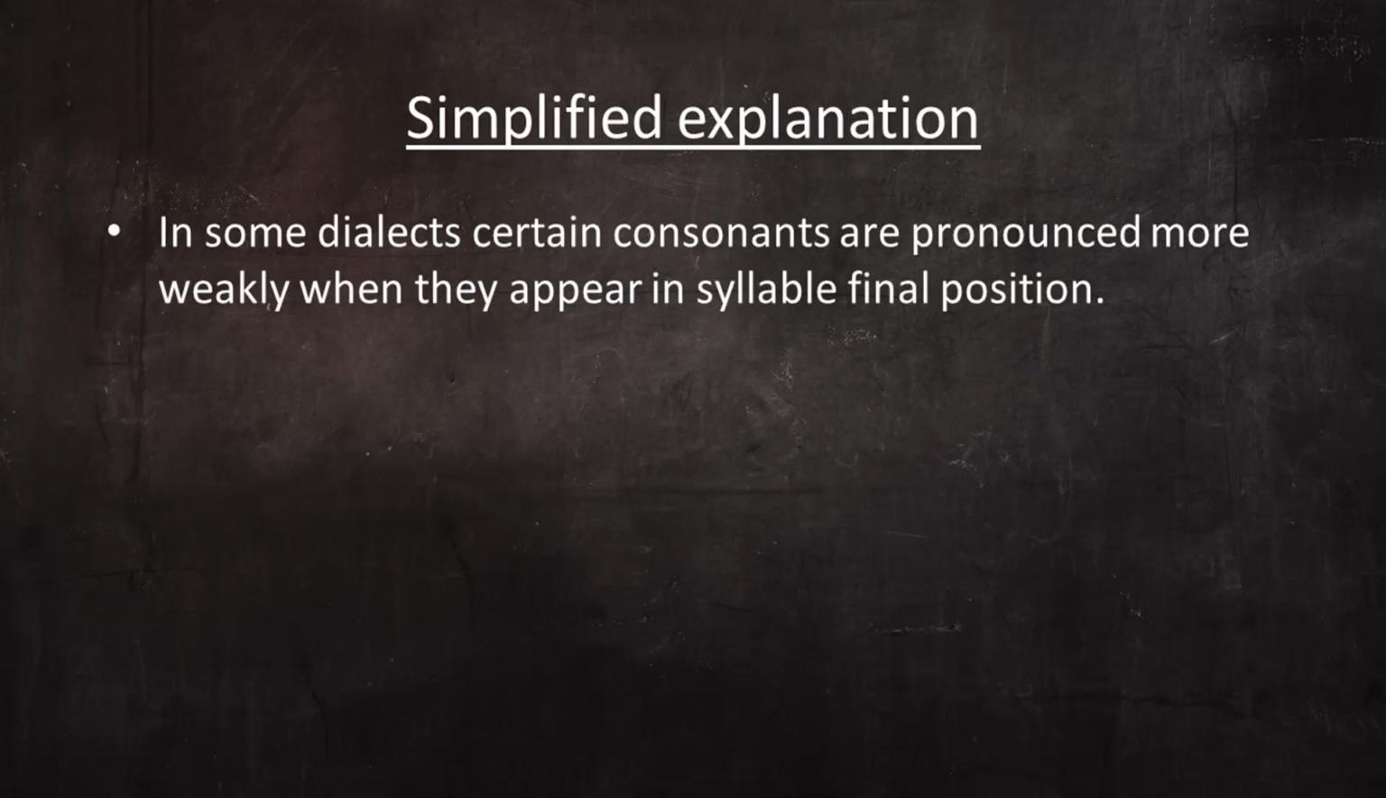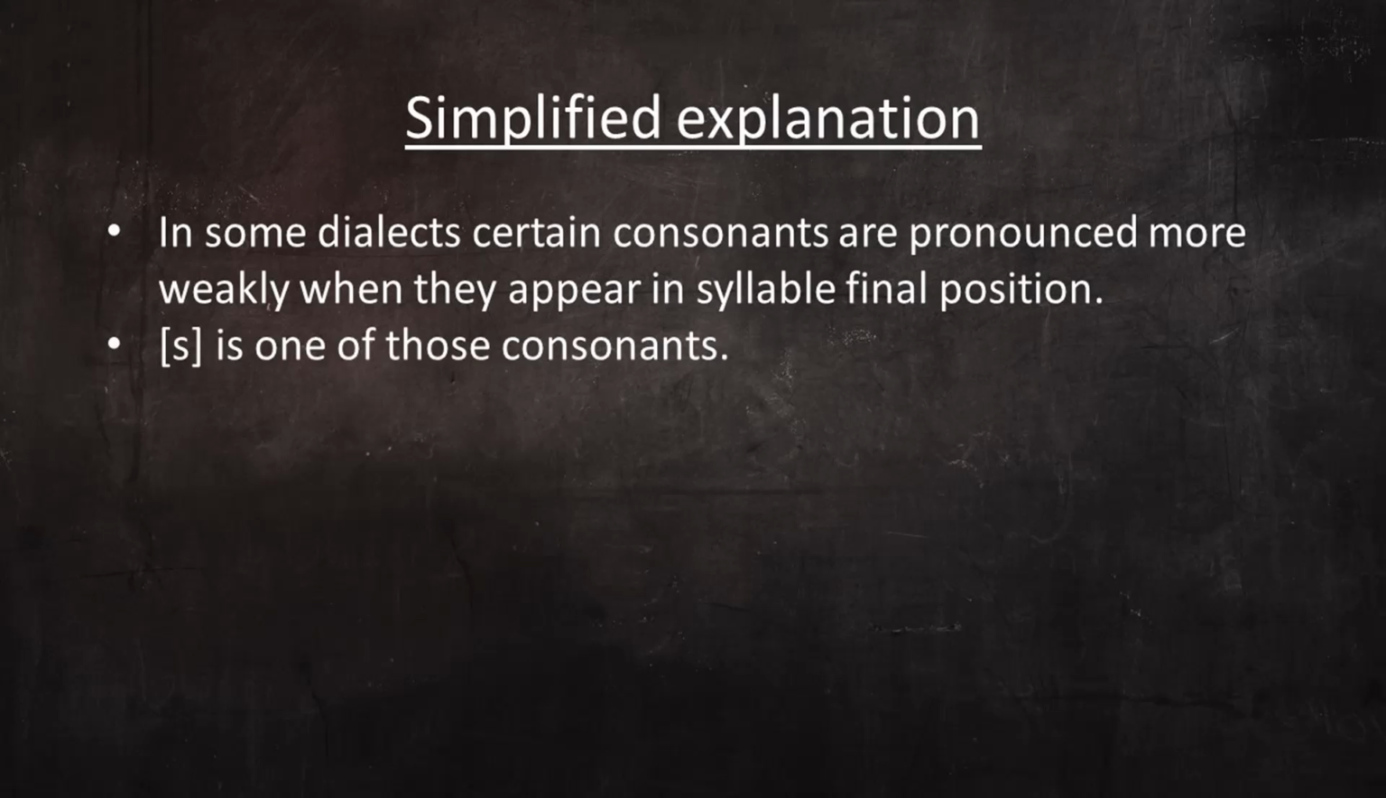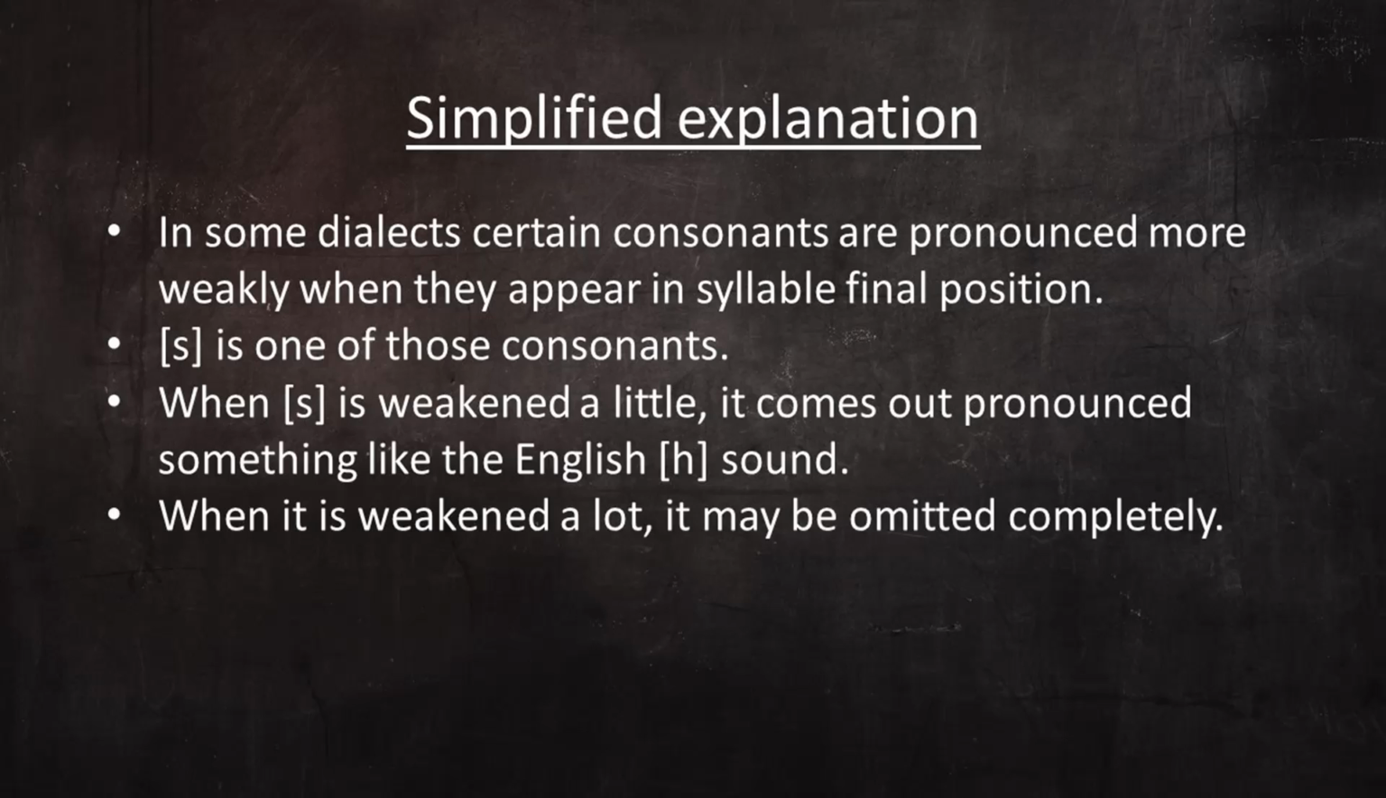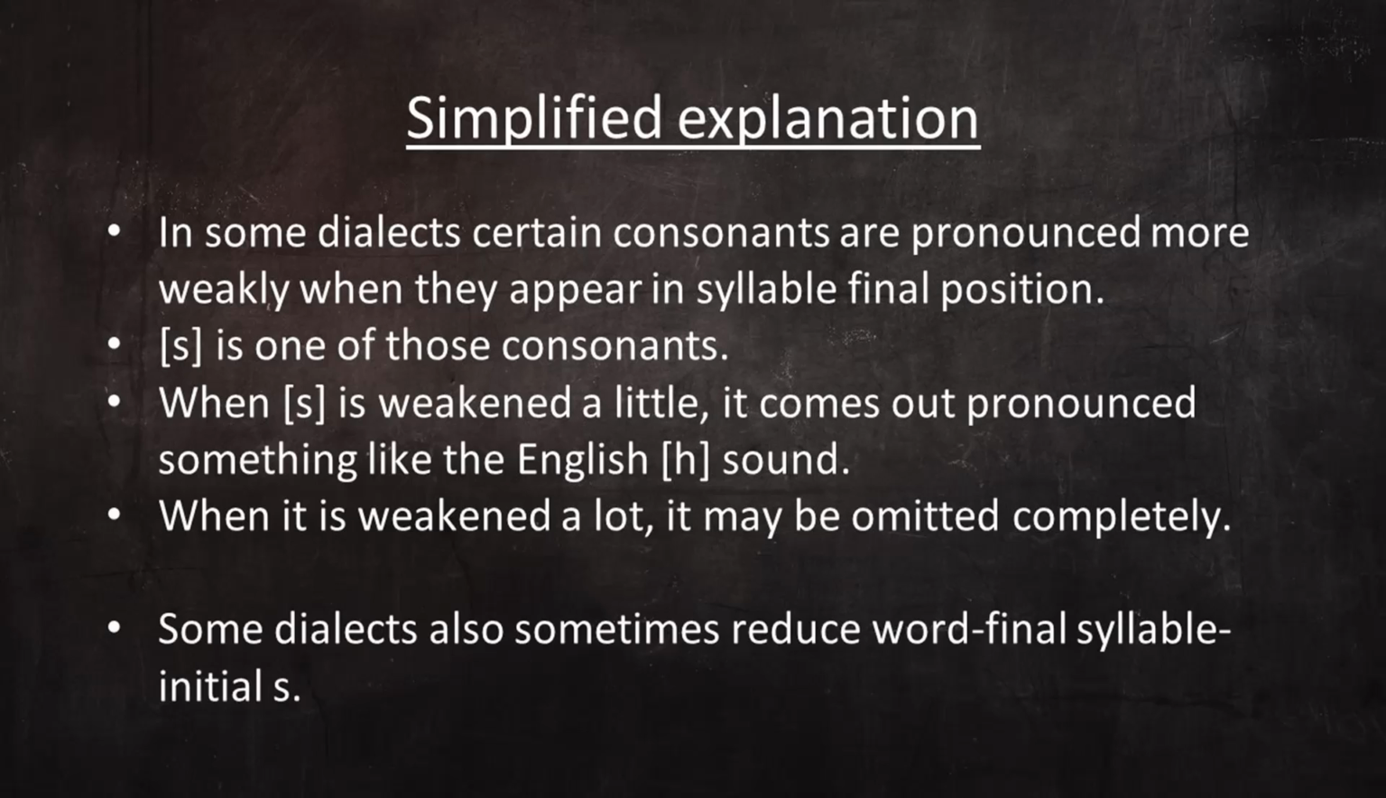In some dialects, certain consonants are pronounced more weakly when they appear in syllable-final position. S is one of those consonants. When S is weakened a little, it comes out pronounced something like the English H sound. When it's weakened a lot, it may be omitted completely. To this we can add, some dialects also sometimes reduce word-final syllable-initial S.